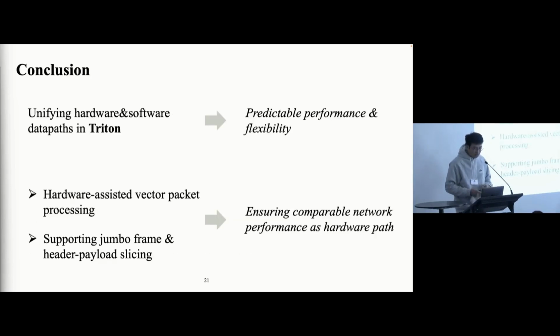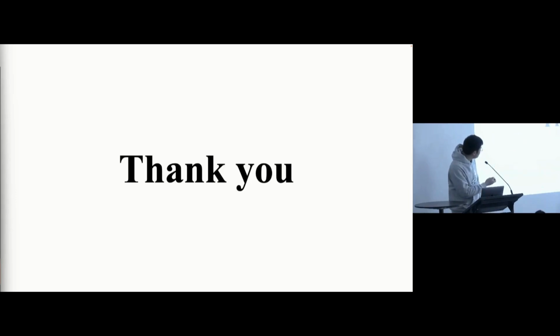So let's get a conclusion. In Triton, we unify the hardware and the software data paths, and that provides predictable performance and flexibility. For Azure, so that network performance does not drop, we adopted a series of innovations, like hardware-assisted vector packet processing, and we support jumbo frames with header payload slicing. And that ensures that we achieve comparable performance to the separate path. And even in connection establishment, we increased it by 72%. Okay, that's all. Thank you.